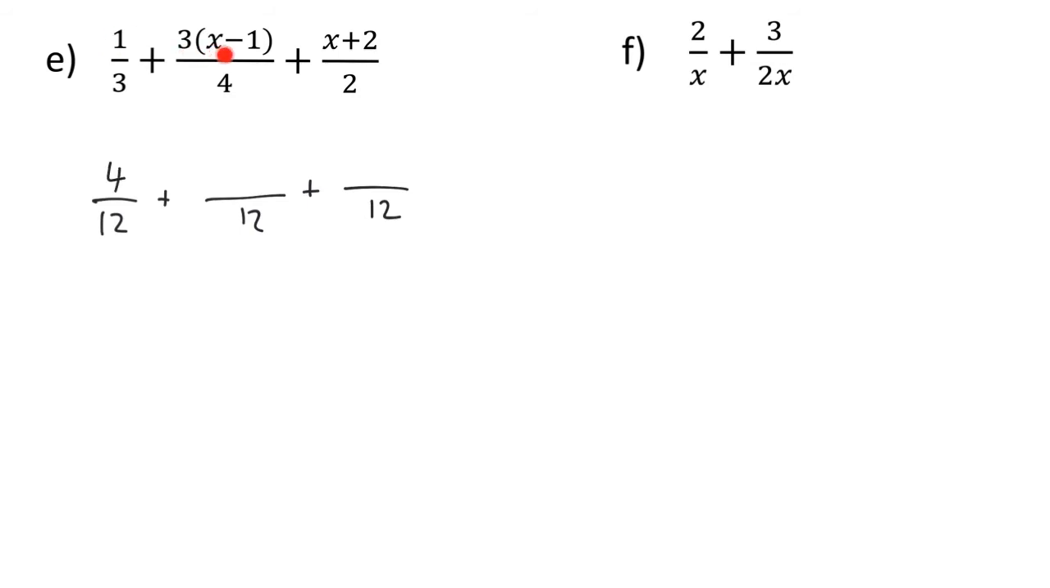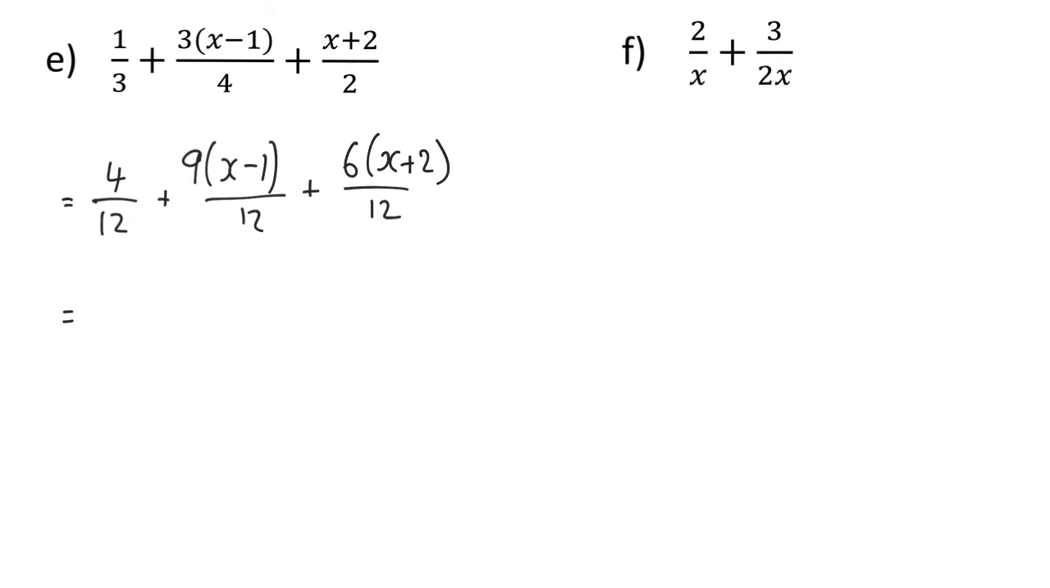Second fraction is 3 brackets x minus 1. If we multiply that by 3, it's going to change it to 9 brackets x minus 1. And we need to multiply the third fraction. To get from 2 to 12, we multiply by 6. So we need to multiply x plus 2 by 6. The way we write that is 6 brackets x plus 2.